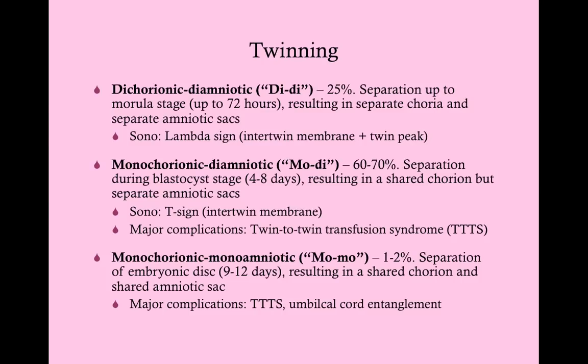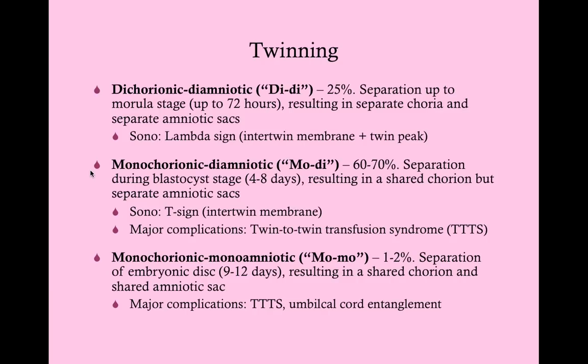If you have separation before that point, both unique embryos are going to form their own trophoblastic layers, and that's going to result in separate chorions, separate placentas. Of course, because the amniotic sac doesn't begin to form until around day 8, you're going to have also separate amniotic sacs. On sonography, we'll see a membrane between the two twins, as well as this little peak. And this is called the lambda sign. We're going to go over sonographic features in a few minutes.